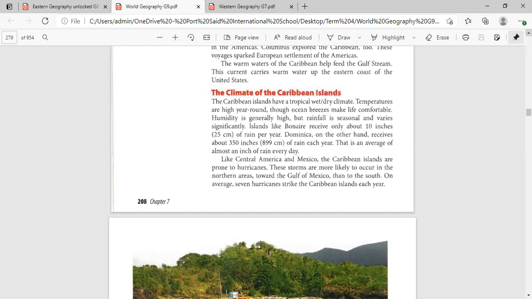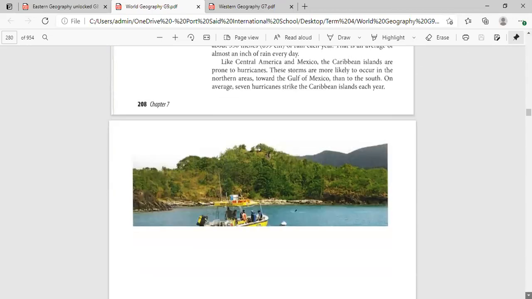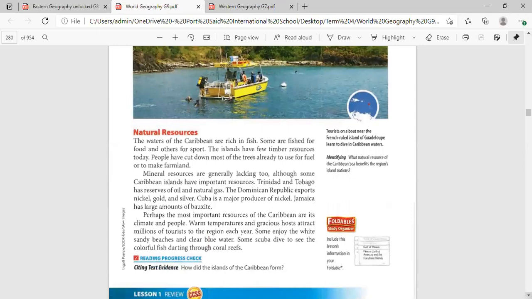So here, the climate of the Caribbean islands is wet and dry, and temperatures are a little bit high. They don't generally receive much rainfall. It's only seasonal. They are prone to hurricanes, right? That's all about the climate of the Caribbean islands. Let's talk about the resources.